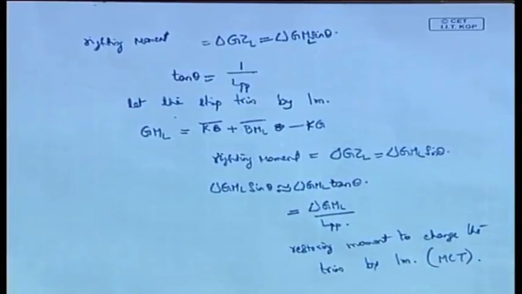This is a very important term. It is used in many places. You will find its application coming up. This is known as MCT, the moment to change the trim by 1 meter. So, this is some definition about trim. We will have to do more about trim and the longitudinal metacentric height and all that in a later lecture. So, right now this is okay.